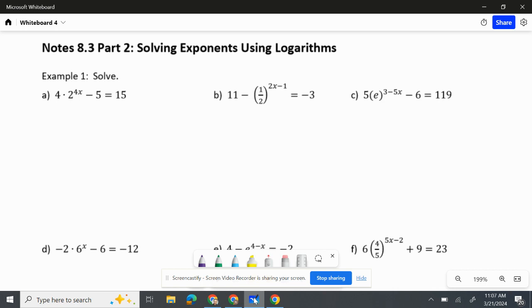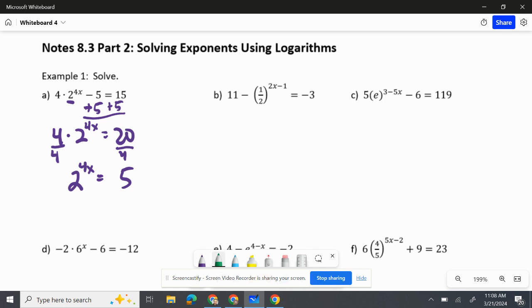What we're going to do is look at solving exponentials again with logarithms. These problems are just slightly more difficult, and we're going to get into the number e. For the first one, our whole goal is to get the base number by itself. So I'm going to add 5 on both sides, and I get 4 times 2 to the 4x equals 20. I divide by 4, and I get 2 to the 4x is equal to 5.